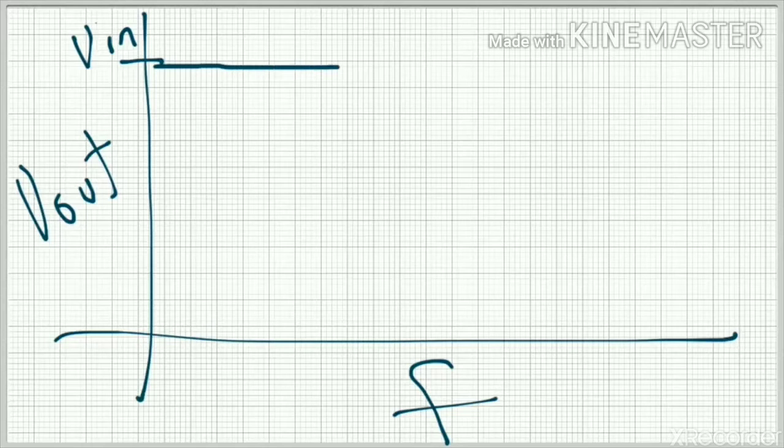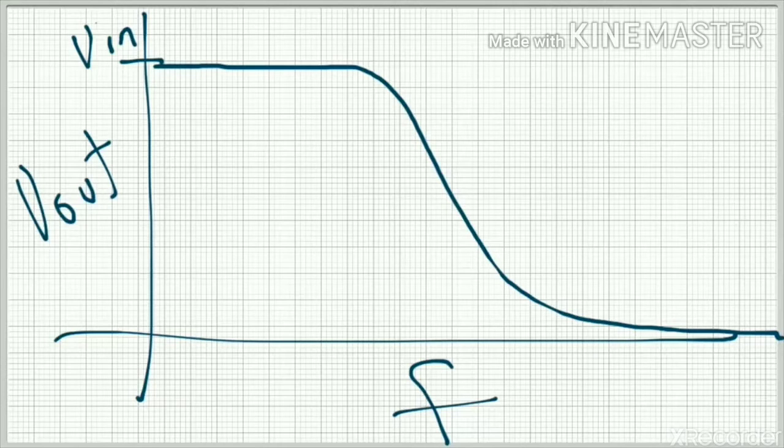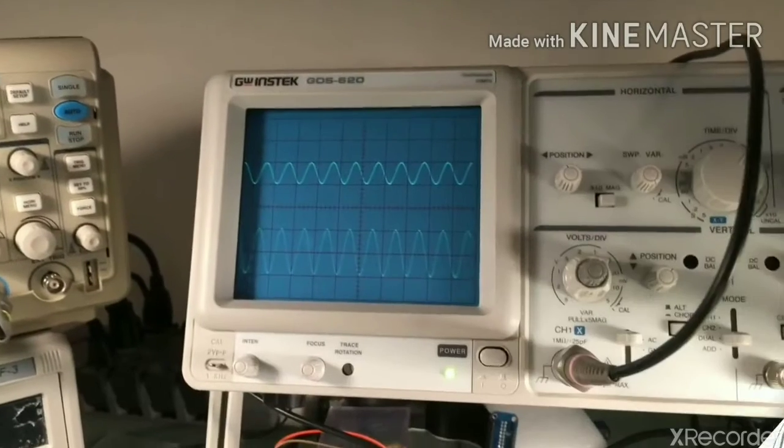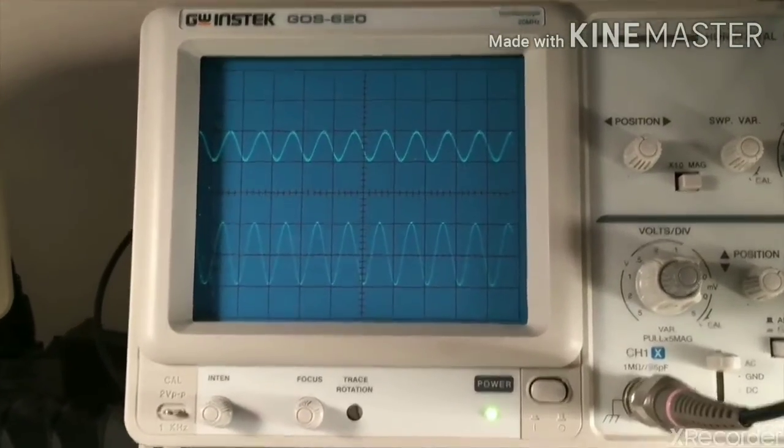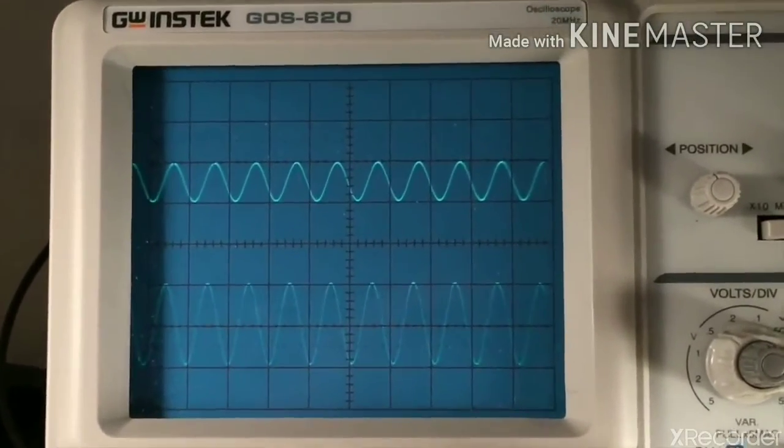So this is how to draw the basic response for your high pass and low pass. For high pass, it will be constant for your frequency, and then it goes on decreasing. Similarly for low pass, it will first increase and then it will remain constant. So this is how for your high pass and low pass these two experiments are being carried out.